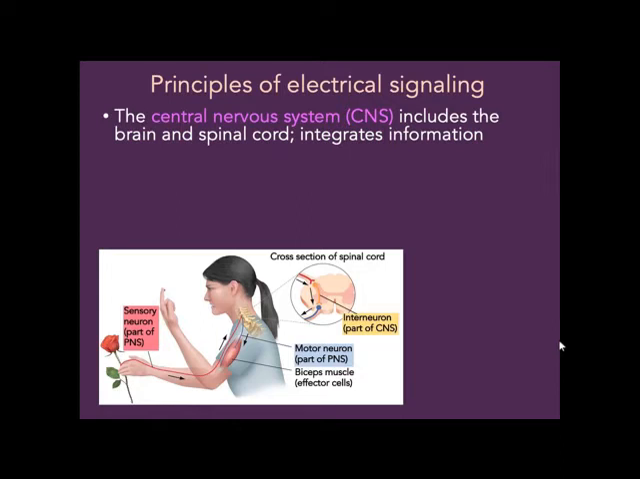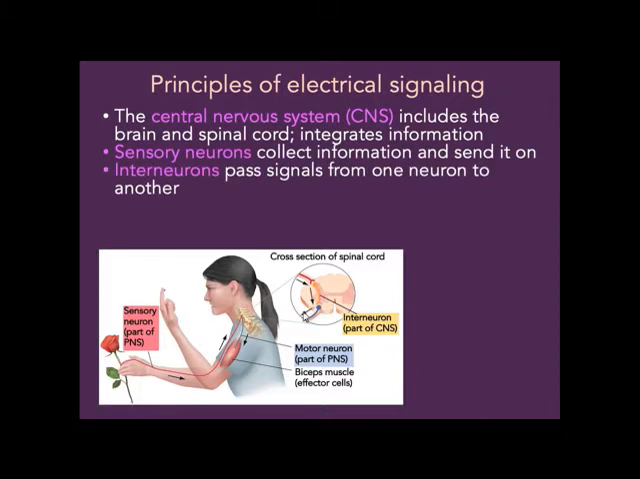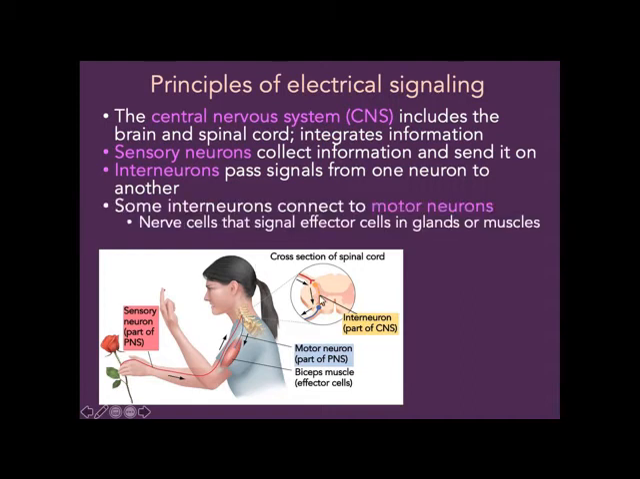All right, so the central nervous system includes the brain and the spinal cord. The job of the central nervous system is to integrate information. Sensory neurons will collect information and send it on, and then interneurons, which are part of the central nervous system, pass the signals from one neuron to another neuron. So this is a neuron that's on the inside of your spinal cord.